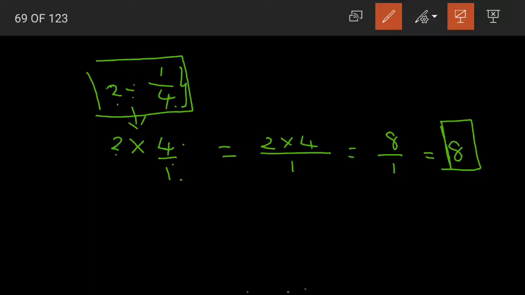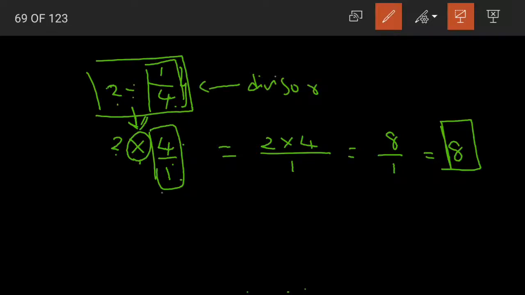Understood children? What did we do here? We replaced the division symbol by multiplication and we wrote the reciprocal of the given divisor. This is our fraction, that is our divisor. We wrote the reciprocal of our divisor. Remember, always we should write the reciprocal of the divisor.